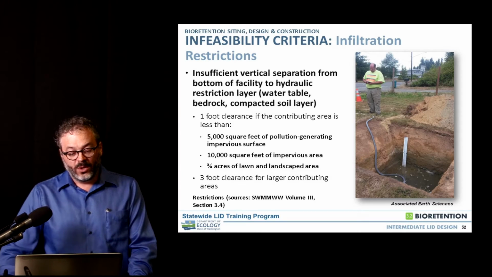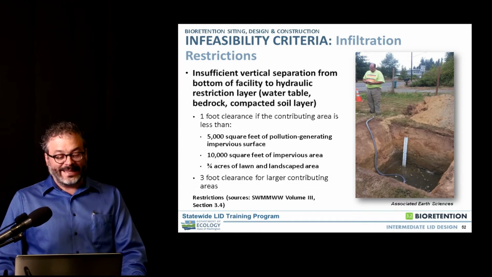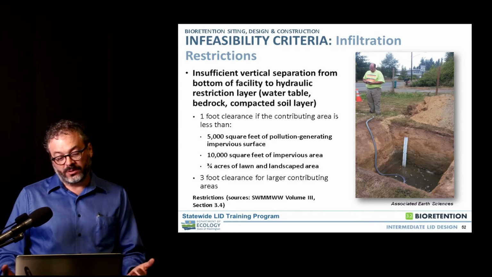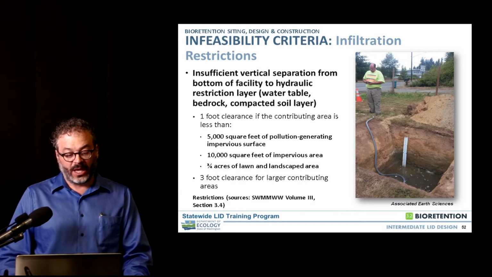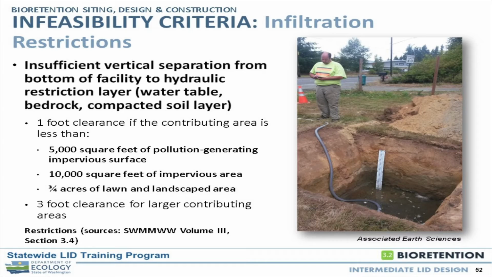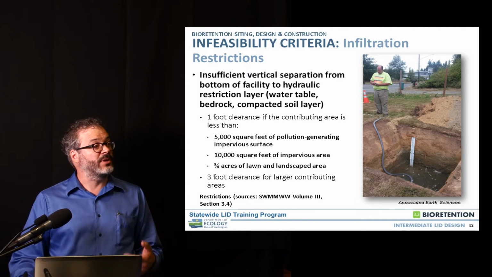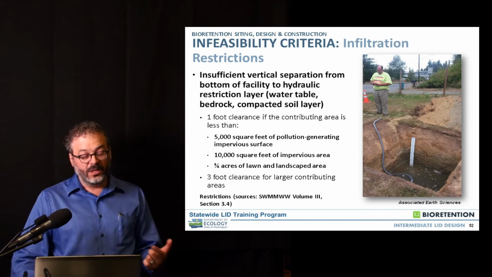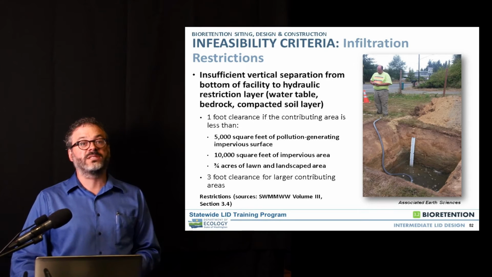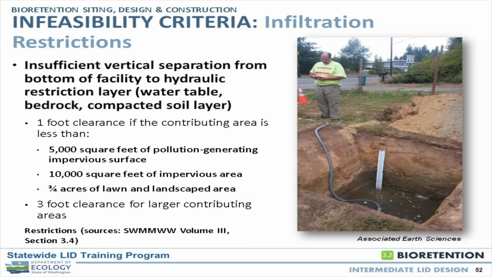And so one of the first infeasibility criteria or design considerations, depending how you look at it, is really about what is our vertical separation to groundwater. There are essentially two criteria in the manual around feasibility. One of them applies if you've got relatively small contributing areas, and the other applies when you've got relatively large contributing areas, and that is essentially related directly to groundwater mounding.